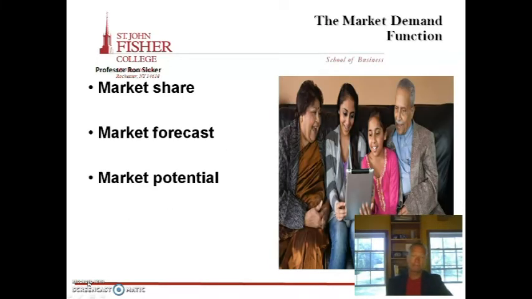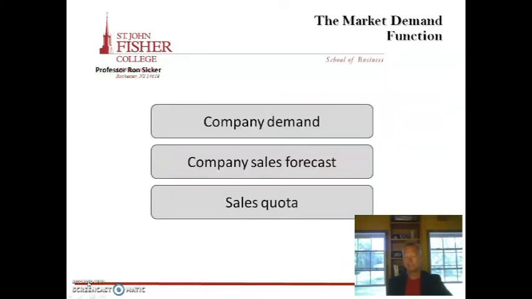So the market demand function, you're looking at really three things. First of all, market share. What is your share of the market? If you look at Coca-Cola, they have a huge share of the soft drink market, whereas Pepsi is coming in second. What is your market forecast? What are you forecasting the market to be? What is the market potential? Basically, the market potential and the market forecast will then determine how much product you have available and how much product you need to make sure that you have as far as your suppliers go, etc., etc.